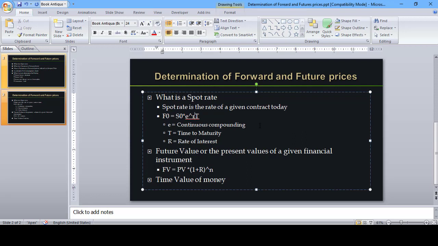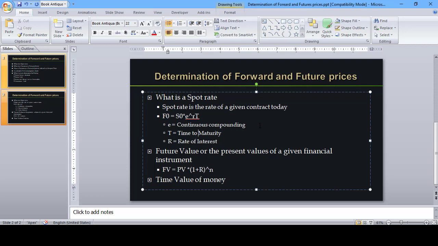R is nothing but the rate of interest which is prevalent in the economy, and you can pick up the 3 months LIBOR rate, or maybe you can pick up the 3 months G-Sec rate, which is what you would get if you were to invest the money safely.